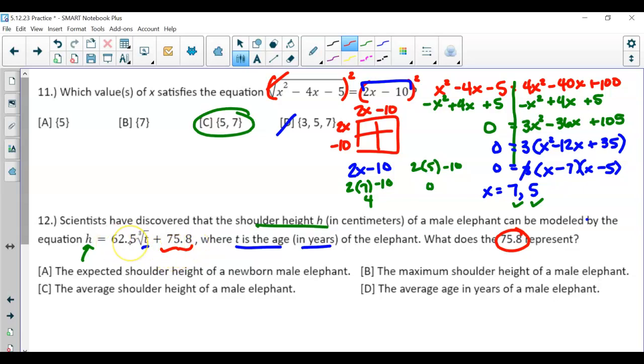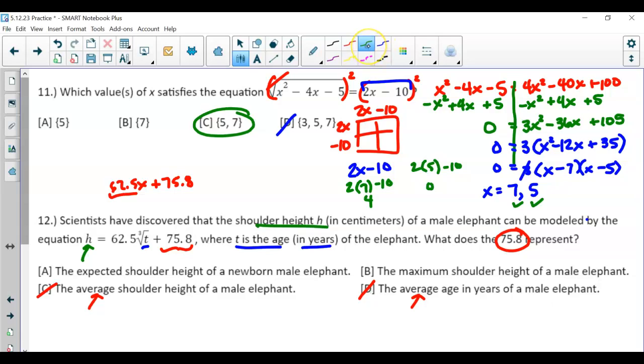Because remember, when multiplying, even take out the cubed root. If this was just 62.5x plus 75.8, well, we would say that 62.5 is the slope, the average rate of change. So notice how anytime you see average, you're talking about the slope, the rate of change. But notice how 75.8 is not that. That's the y-intercept where it's crossing the y. So C and D are not going to be an answer.